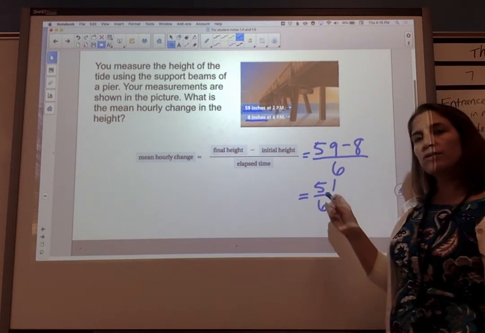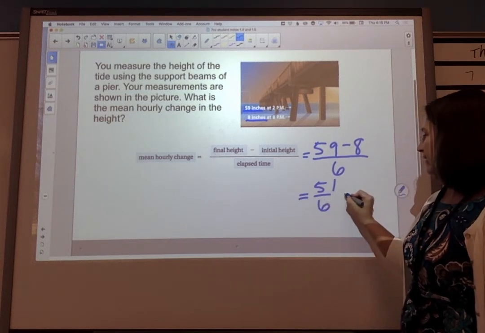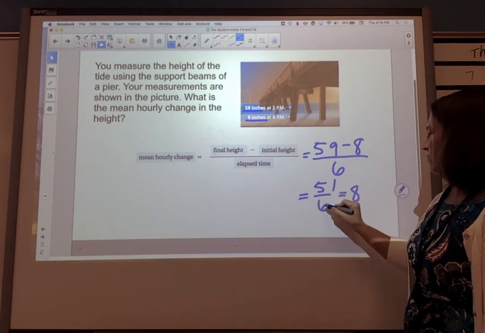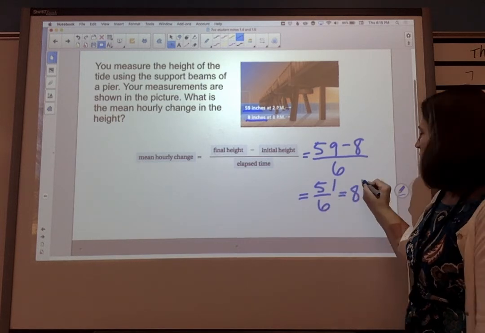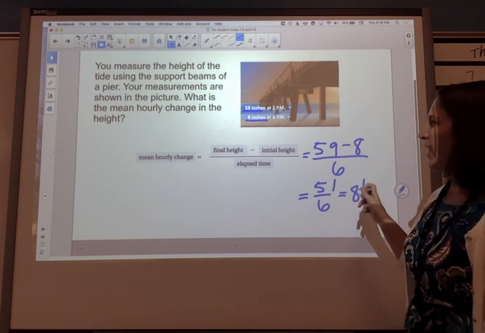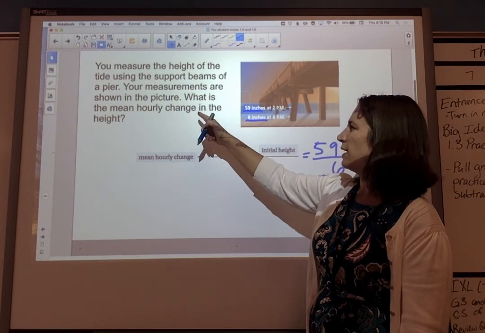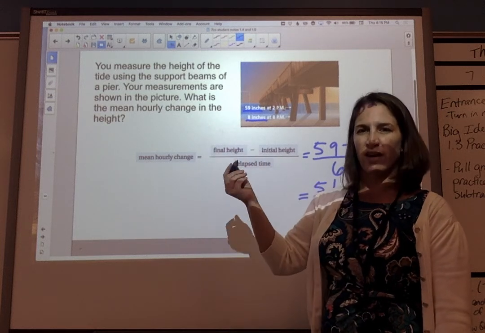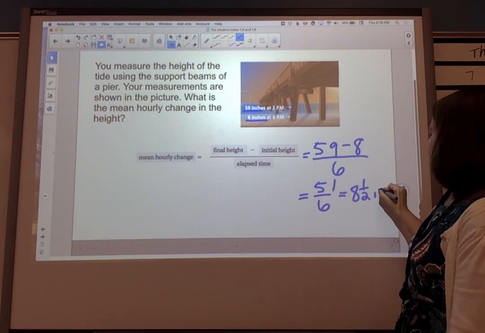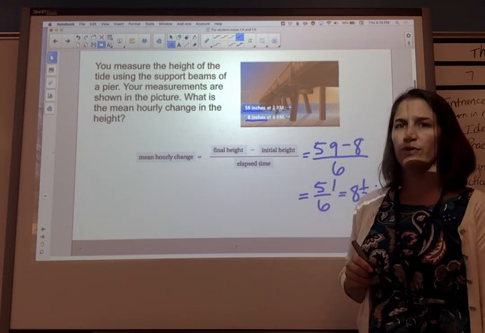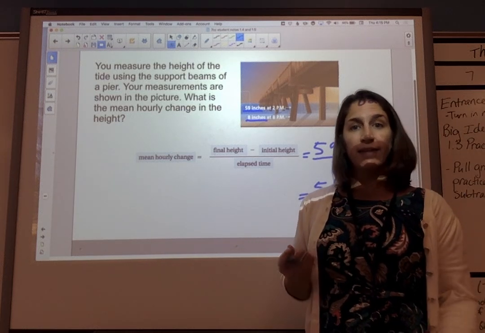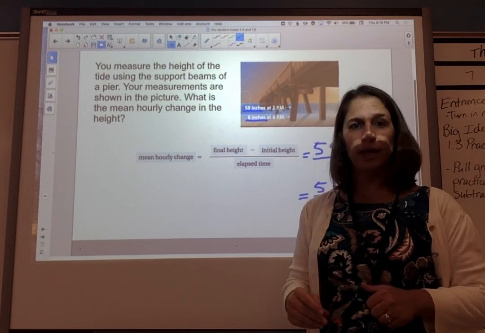Let's see, 6 goes into 51, I guess, 8 times. That's 48, and then there's 3 left over, so 3/6, which is 1/2. So I get 8.5. And what does that mean in the context of this problem? What is the mean hourly change in height? So we're talking about inches. It goes down 8.5 inches every hour. All right, that's it. Go ahead and try a few on your own, and I will see you soon.